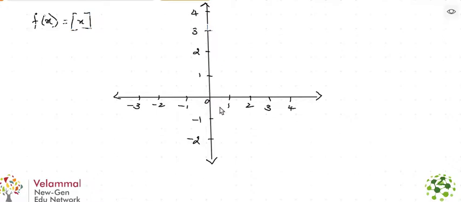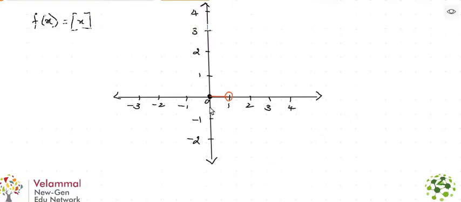Are you able to understand? Any value from 0 to 1 means just before 1. That's why I'm putting an open circle. What is the answer for the greatest integer function there? It is 0. So this is the first line. Are you understanding? It is 0, so I need to draw a line. That's why. So this is the first line.